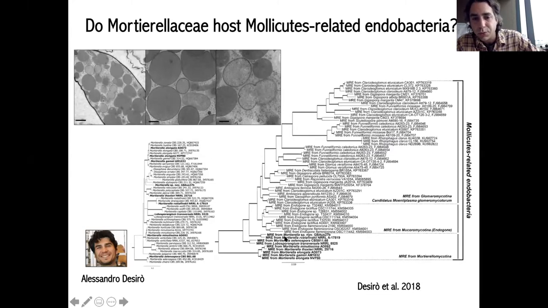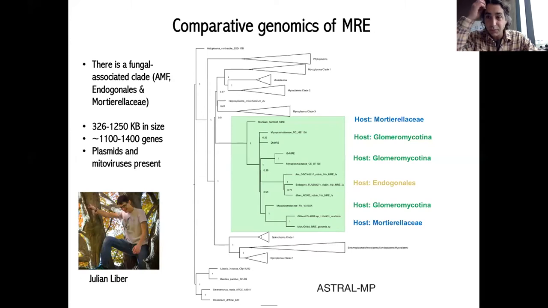And there were three main groups of these Mollicutes-related endobacteria, and we had these beautiful SEM images done in Robbie Robertson's lab, where you can actually see the cells dividing. So they are actively growing in these fungi. We've been generating some genomes from these. These are very hard to work with because they are so divergent from each other. But there is a clade that is fungal specific. This is the work of Julian Liber, where we're doing a comparative approach based on these orthologs. But the challenge is a lot of these are just hypothetical proteins.